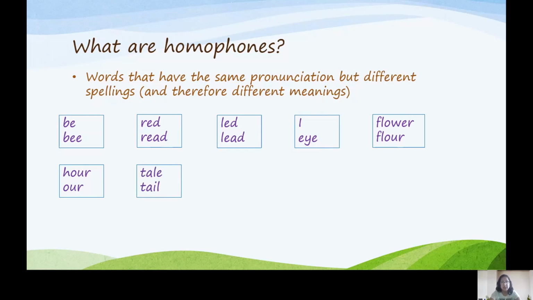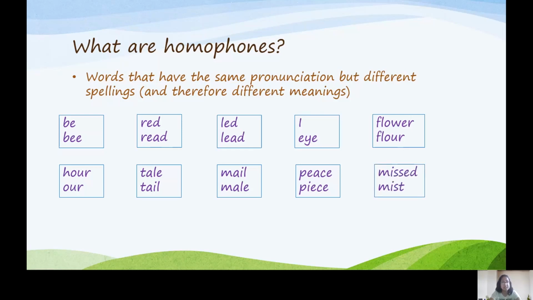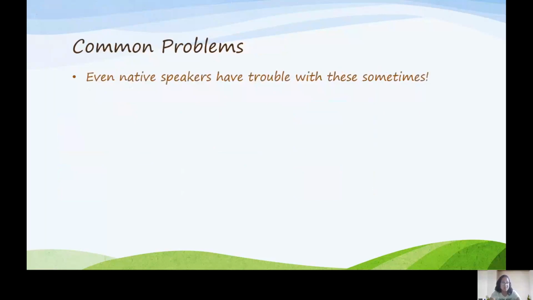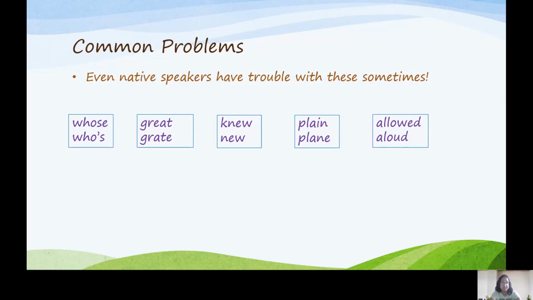tale like a story or tail on an animal, male as in your post, or male not female, a man, peace, the opposite of war, or a small part of something, and mist, the past tense of miss, or a light fog. But we're going to look at some homophones that cause some problems. The ones we're going to look at, which even native speakers have trouble with sometimes, are these.